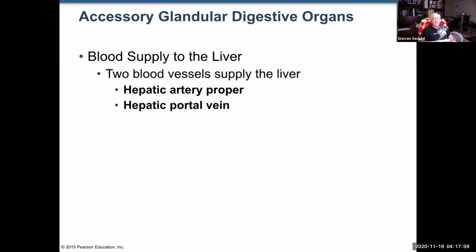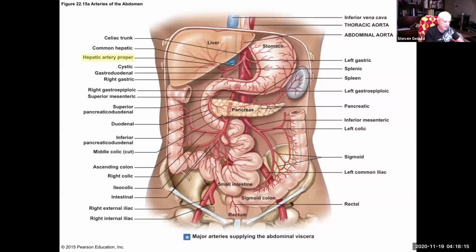The liver is supplied with blood by two vessels, the hepatic artery proper and the hepatic portal vein. Those are the two blood supplies to the liver. Here's the hepatic artery proper as it comes in, and you can see it entering the hilum of the liver right here. Remember, the hilum is where your arteries, veins, and lymphatics all exit and enter the organ. So the hepatic artery proper enters the hilum of the liver.